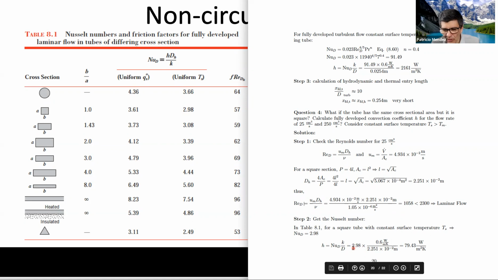And guess what? Here we go. To get the Nusselt number, we have the 2.98 that came from this table times k, which was the same as before for water, and the diameter. And the diameter is the hydraulic diameter, and we get an h of 80. Very similar to what we had before, below 100. Laminar flow is not your friend for heat exchangers. If you want heat exchange, whether it's heat exchangers or anything else, you want turbulent.